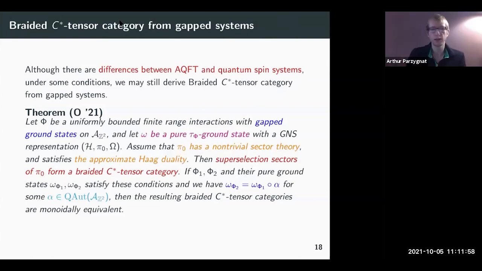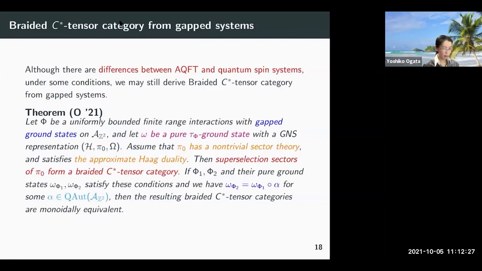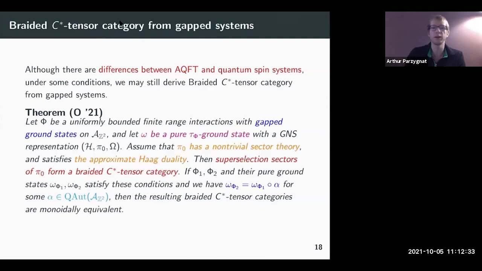I don't know if this is a related question, but which is easier to compute in this case? I don't know how to compute either of these, whether to check that there exists such an alpha or whether to check that the two resulting braided C* tensor categories are monoidally equivalent. Can you say something about how easy it is to check either of those conditions? What do you mean, how hard, in which situation? I'm not really sure, but maybe if you're looking at a particular example, you have a system in mind, is it easier to construct such an alpha?